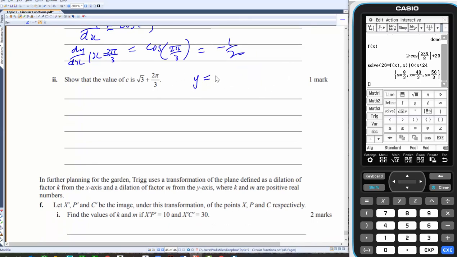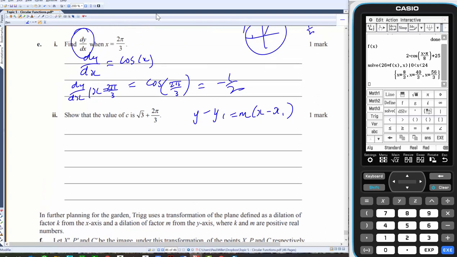Now the way we're going to do that is we're going to use this formula here, y take y1 equals m x take x1, just a transposed version of the gradient formula, m equals y2 take y1 over x2 take x1. Now, what it needs is a gradient, and thank you very much, part 1 gets us to work out the gradient of the tangent when x is equal to 2 pi on 3, or at the point where that tangent hits the graph.